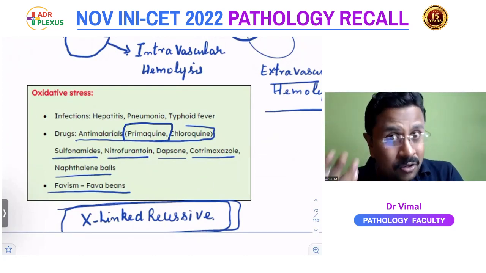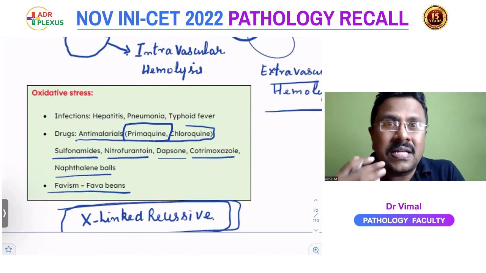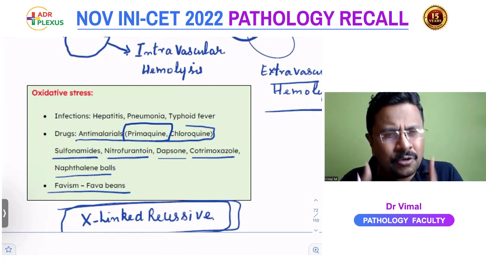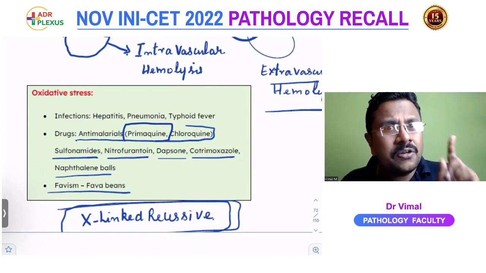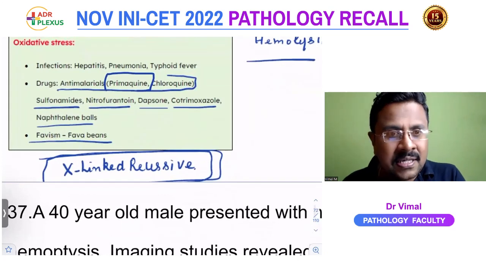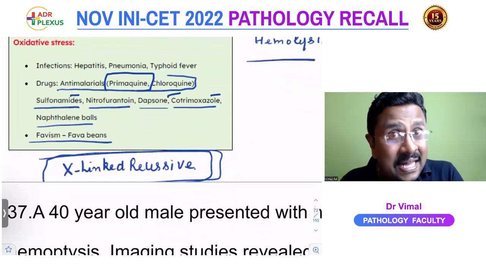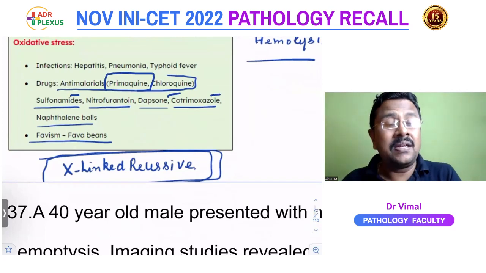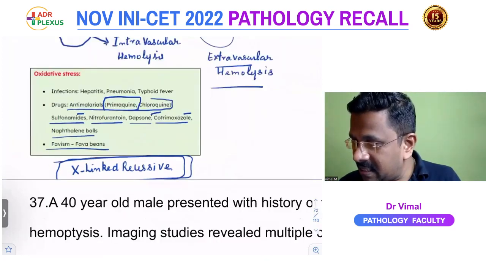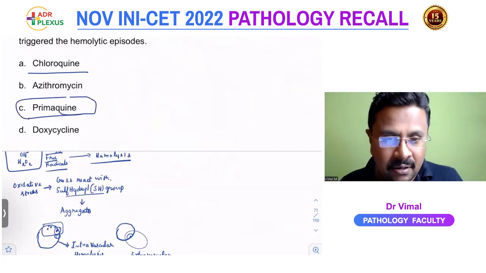In some G6PD deficiency patients chloroquine may cause hemolysis, and in some people it may not. Primaquine usually causes it. So if you ask me to choose one between primaquine and chloroquine, it is primaquine which should usually be picked. Just remember the other drugs like sulfonamides, nitrofurantoin, dapsone, cotrimoxazole, even naphthalene balls can also precipitate hemolysis. So the answer here will be primaquine.